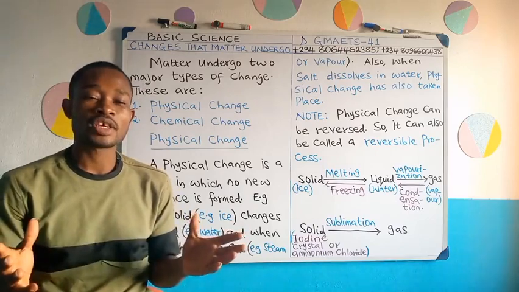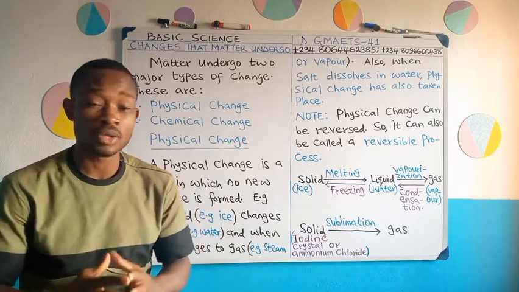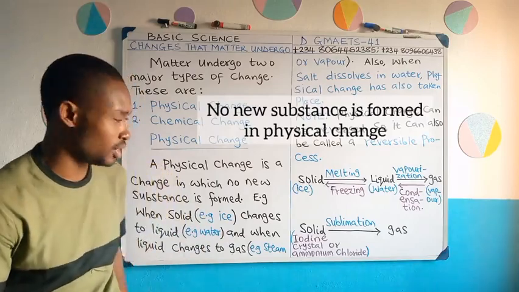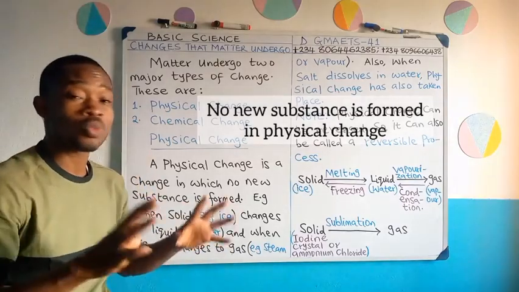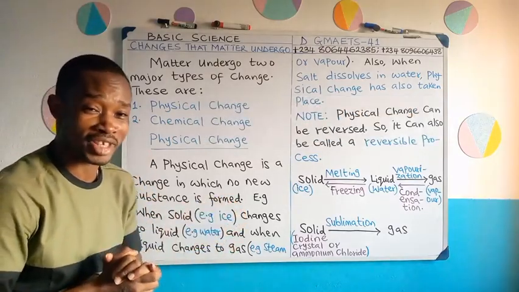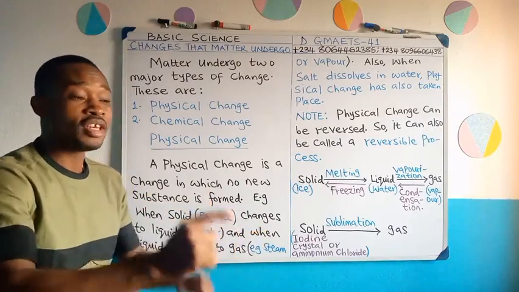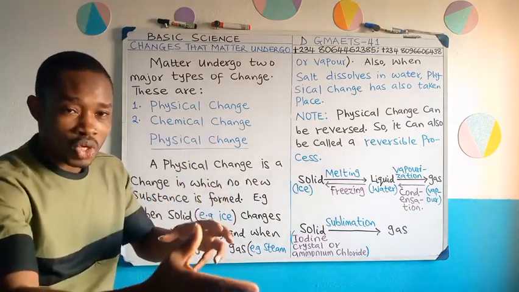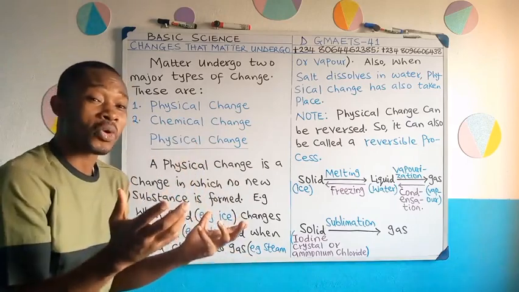When we talk about physical change, it is simply the type of change that matter undergoes in which no new substance is formed. No new substance is formed. So whenever matter undergoes a physical change, we don't expect to get any new thing. Even if there is a change, it can still change from that thing back to what it was before.